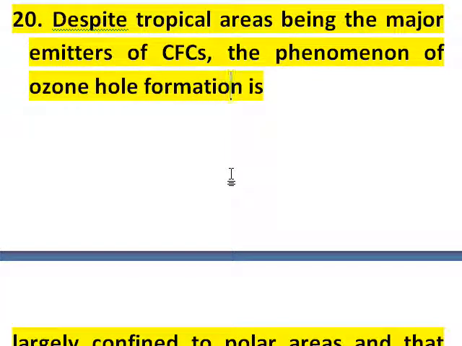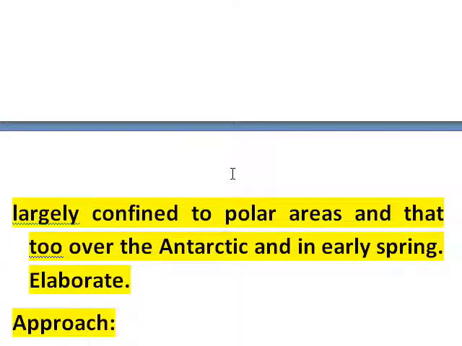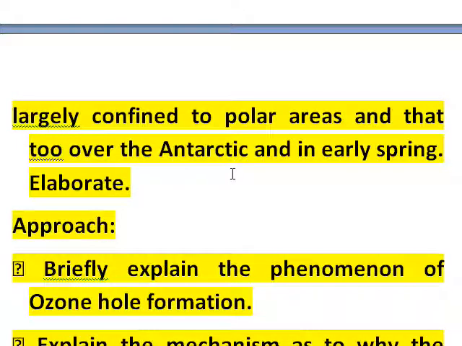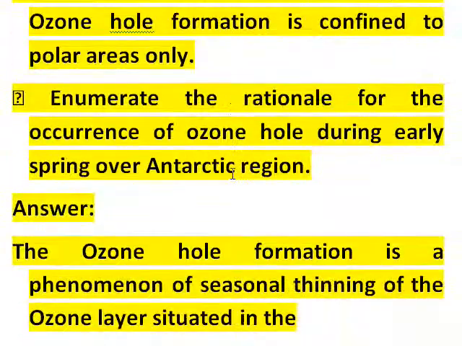So, major emitters of CFC, and ozone hole formation in the polar area, over the Antarctic and in early spring. Elaborate. Briefly explain the phenomenon of ozone hole formation. Explain the mechanism of why ozone hole formation is confined to polar areas only. Enumerate the rationale for the occurrence of the ozone hole during early spring over the Antarctic region.